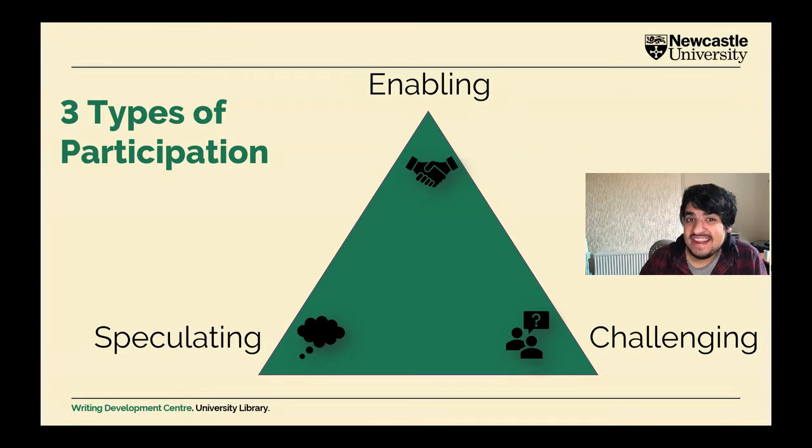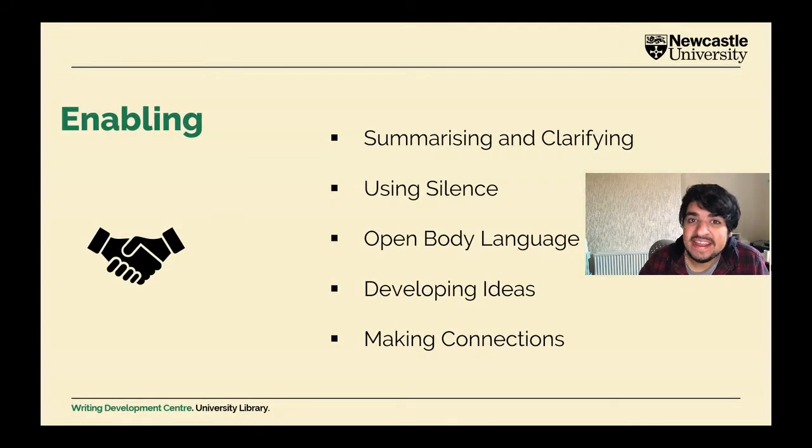And this leads us to the next main type of seminar participation: enabling. Enabling involves giving others the space and encouragement to contribute, as well as clarifying ideas and developing them further by adding points or making connections. Enabling behaviours are often quite subtle. It might be using open body language and making eye contact. It might be allowing space for silence or encouraging others with short prompts that help them keep their ideas on track. As a result, it's easy to overlook enabling as a type of seminar participation.